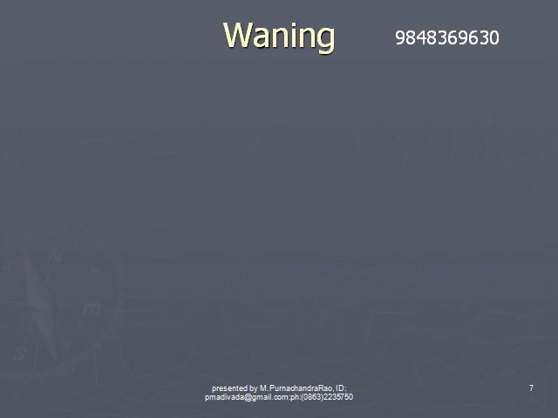So large amplitude indicates waxing, and small amplitude indicates waning. If the amplitudes of vibrations of these two waves are equal, then a zero sound will be noticed, which is represented by the horizontal line.